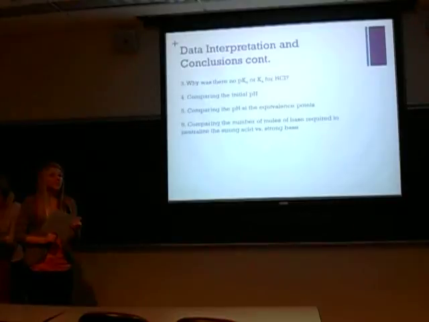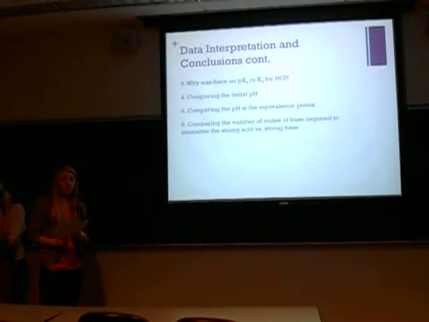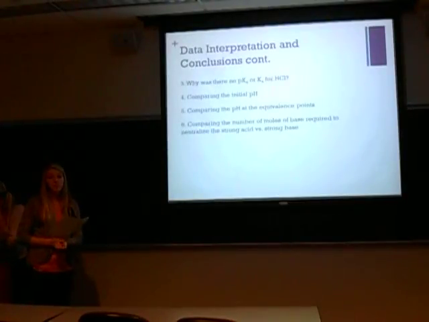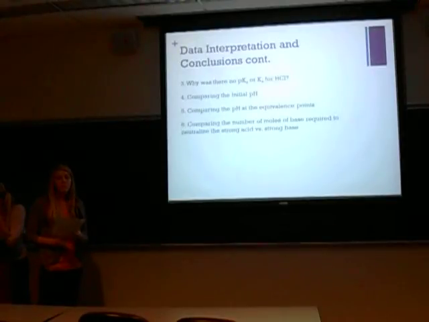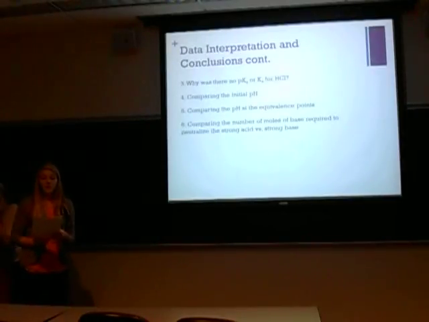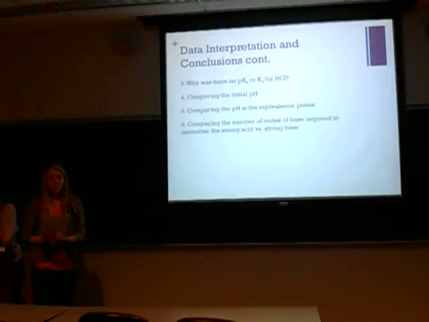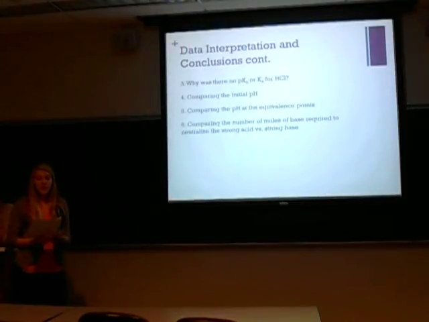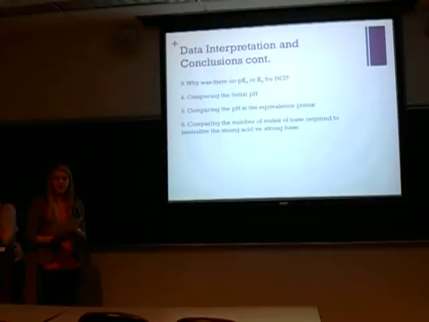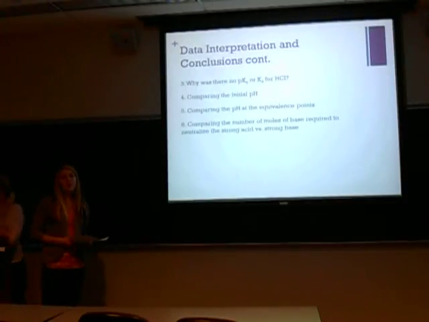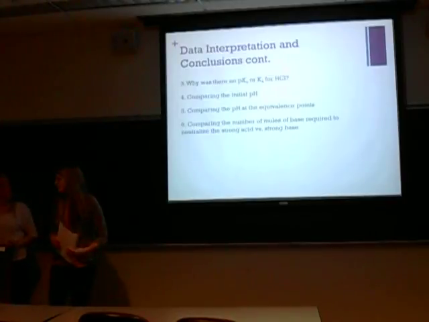Comparing the pH of the equivalence points, the pH of the equivalence point for the strong acid, strong base titration, was 3.33. The pH for the weak acid, strong base titration, was the equivalence point of 10.91. In comparing the number of moles of base required to neutralize the strong acid versus the weak acid, the number of moles of base to neutralize a strong acid was 8.75 times 10 to the negative 4th moles, and for the weak acid, the number of moles was 9.5 times 10 to the negative 4th moles.